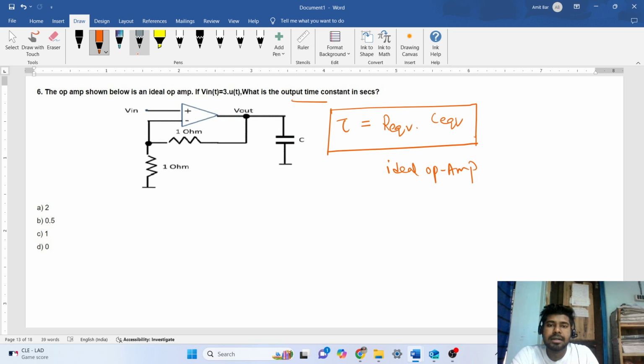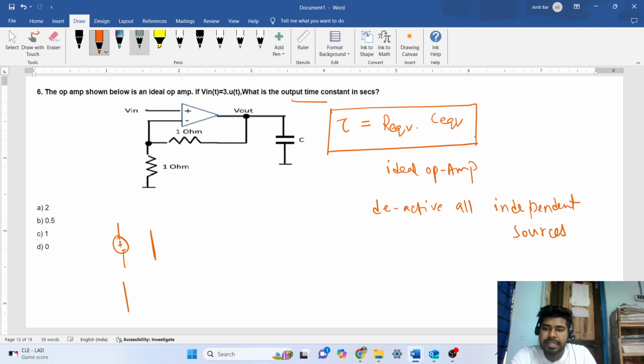To find the R equivalent and C equivalent, what do we do? We deactivate all the independent sources. What does this mean? If we have a voltage source, it will be short circuited, and if we have a current source, it will be open circuited. For this circuit, Vin is an independent source, so it will be short circuited, so this will be grounded.